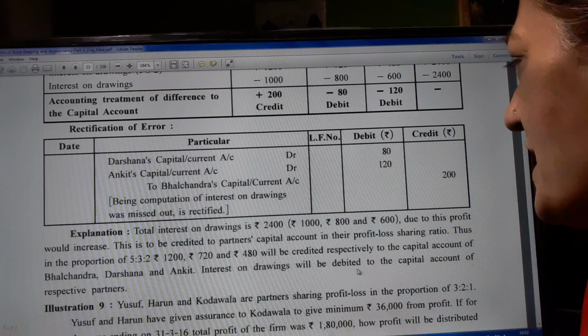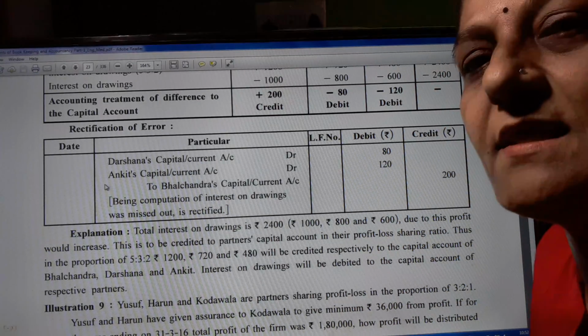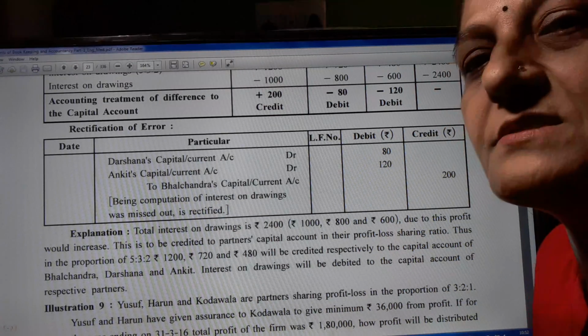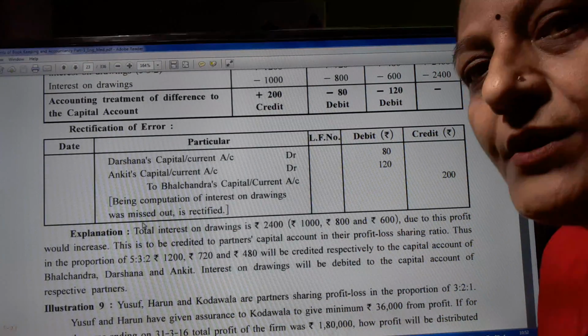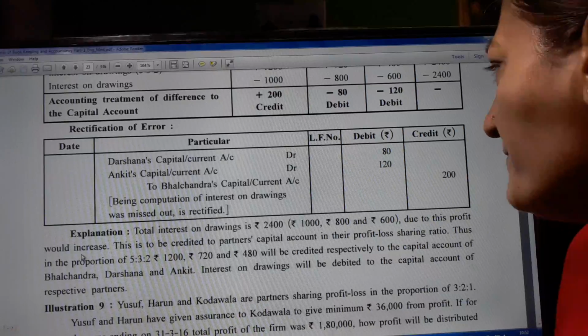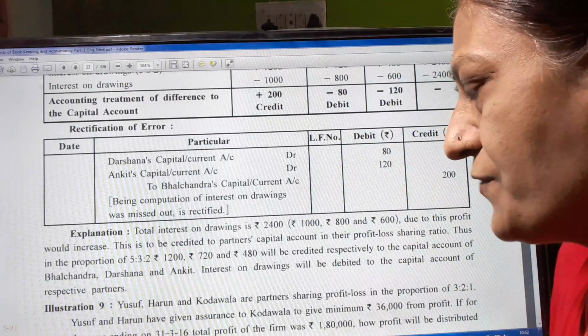Interest on drawing will be debited to the capital account of the respective partner, because we know that when there is a drawing, interest on drawing is an expense for the partner. So here, when it is not calculated, it increases the profit. Due to this being missed out, the profit increased.